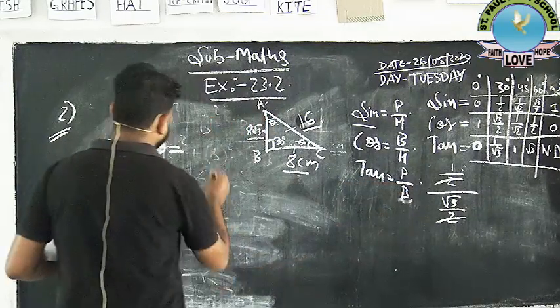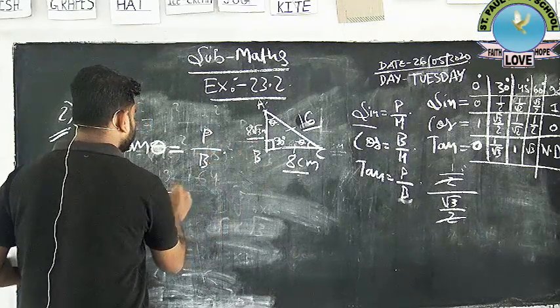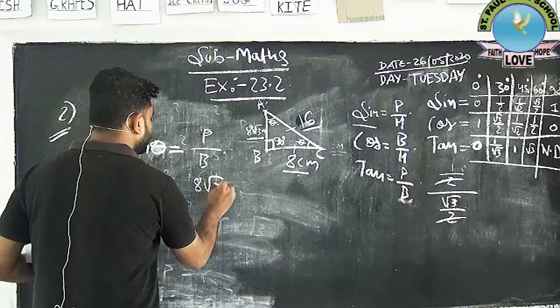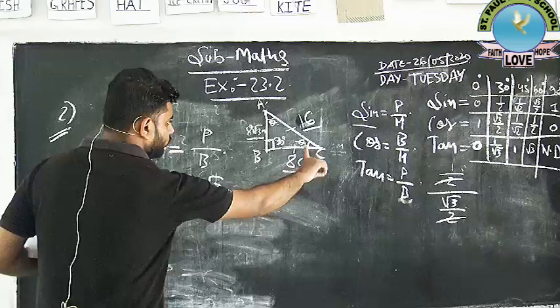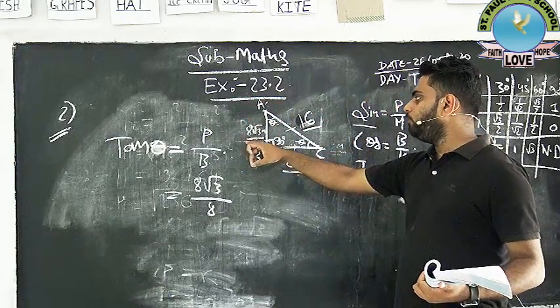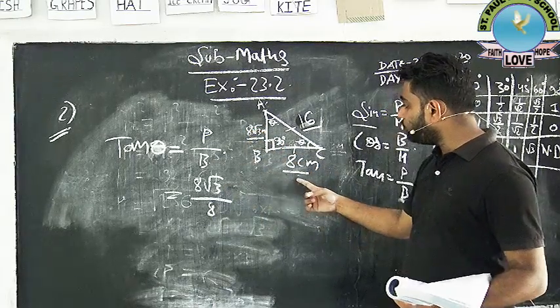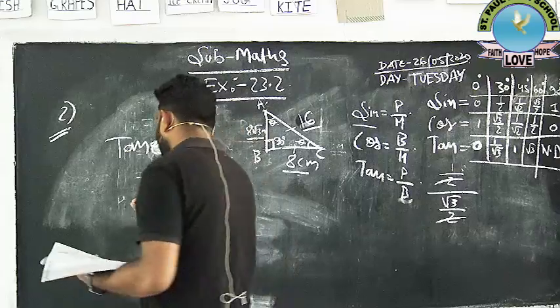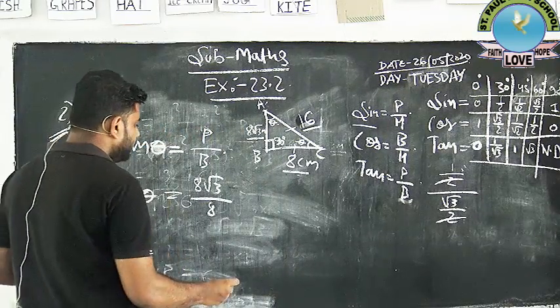P by B. Just write P by B. What P do we have? 8 root 3. And what B do we have? Base is 8. From here, turns permanently black, P, B. P is 8 root 3 I have written, and B is 8. But we don't know the tan theta, right? No problem in that. In time, the answer will come.